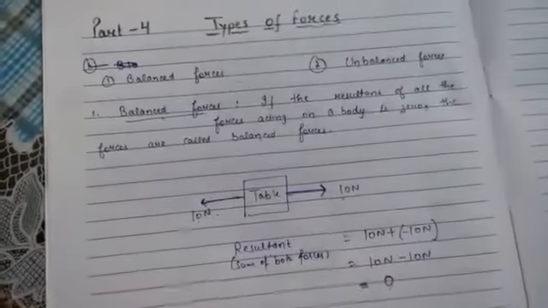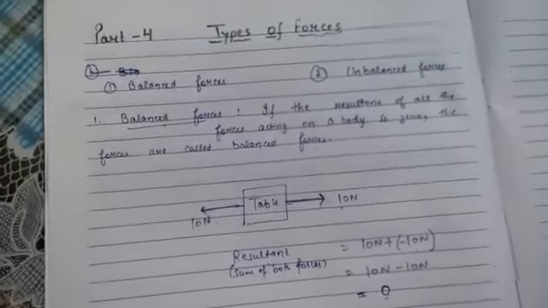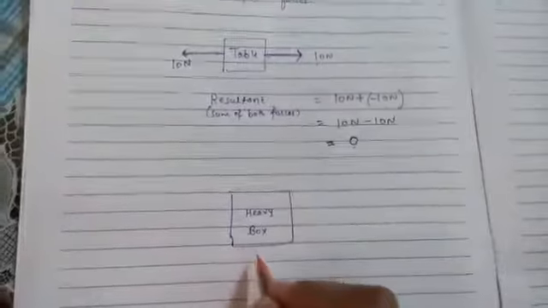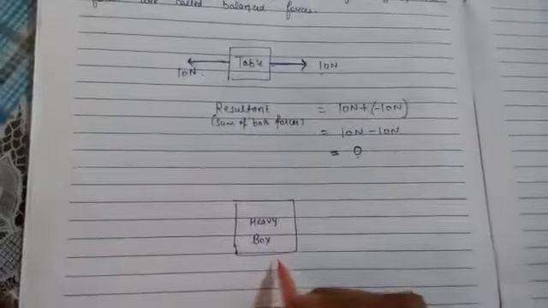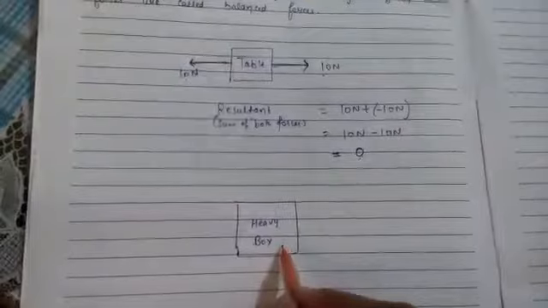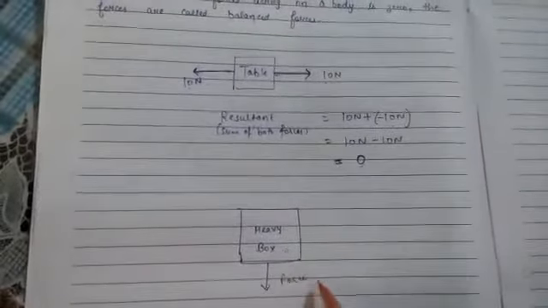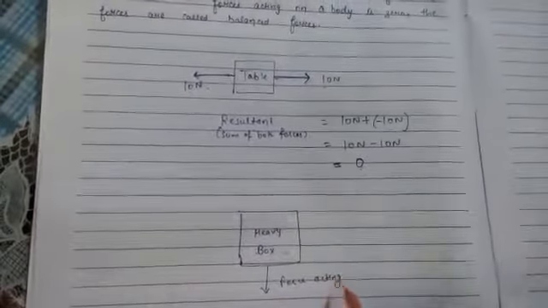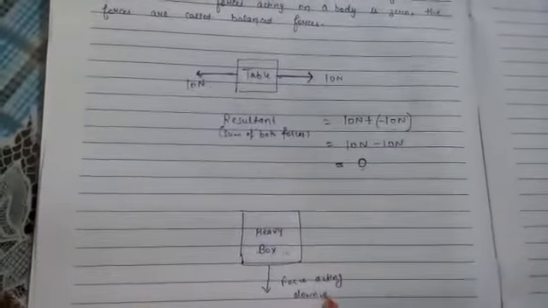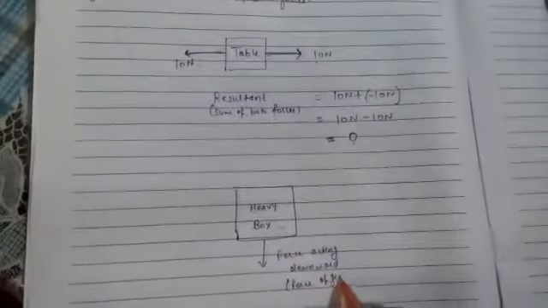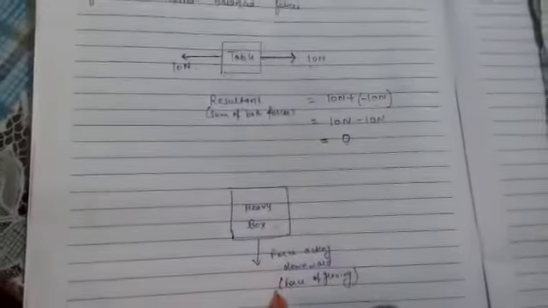See one more example. Suppose this is a box. A very heavy box is there. This heavy box is kept on the ground. So one force is acting downward. Which force is acting downward? That is the force of gravity. Force of gravity is acting downward.